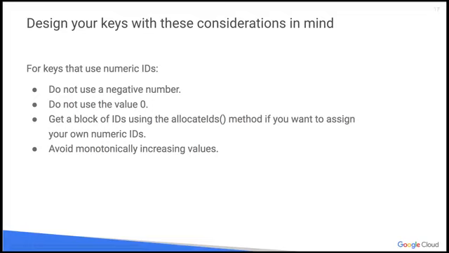To assign your own numeric IDs manually to the entities you create, have your application obtain a block of IDs with the allocate IDs method. This will prevent Cloud Datastore from assigning one of your manual numeric IDs to another entity.